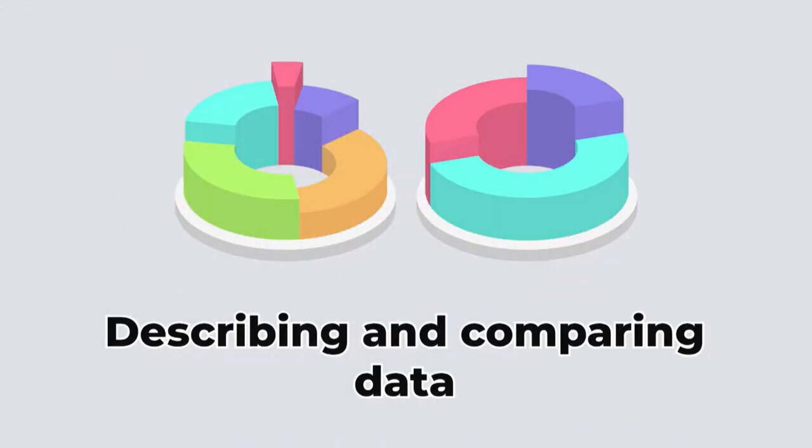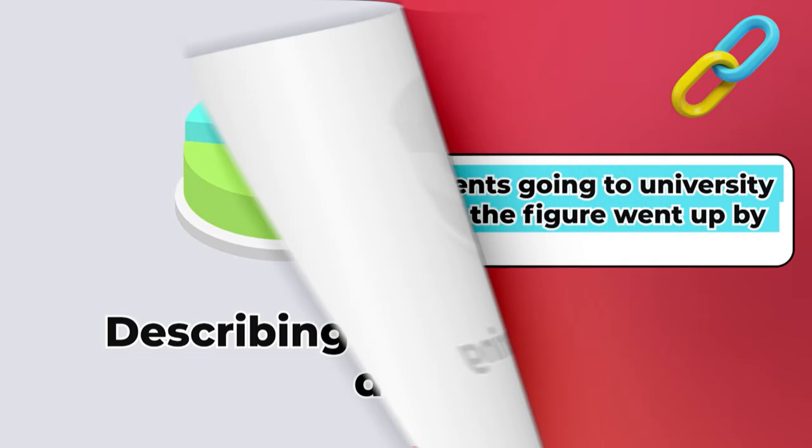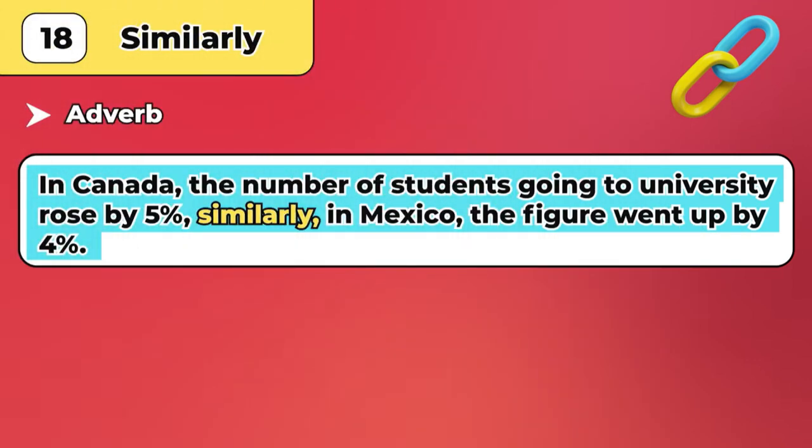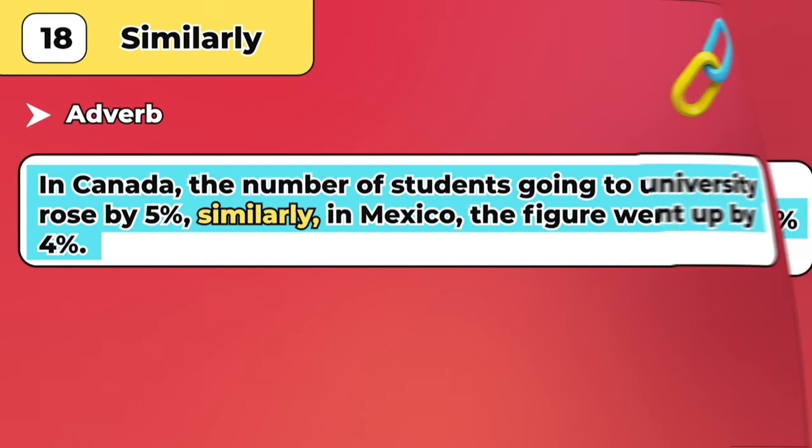If you want to refer to data or trends that are similar, you can use the adverb similarly. For example, in Canada, the number of students going to university rose by 5%. Similarly, in Mexico, the figure went up by 4%. These compare the data and also demonstrate that you are able to link sentences together.